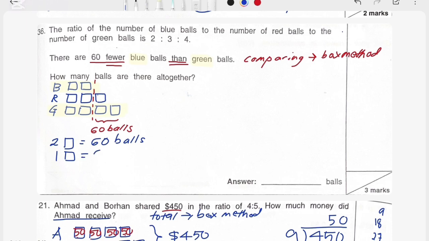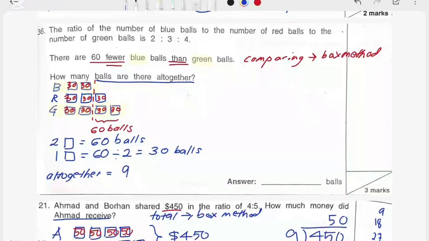Our goal here is to find the number of balls in one box. Then one box is equal to 60 divided by 2, which is equal to 30 balls. There are 30 balls in one box. Each of these boxes is equal to 30. The question wants how many balls there are altogether. So in total, there are 1, 2, 3, 4, 5, 6, 7, 8, 9 boxes. 9 times 30 is equal to 270. There are a total of 270 balls altogether.